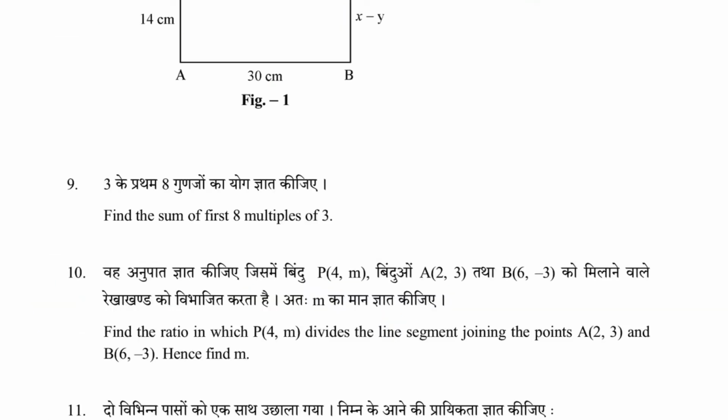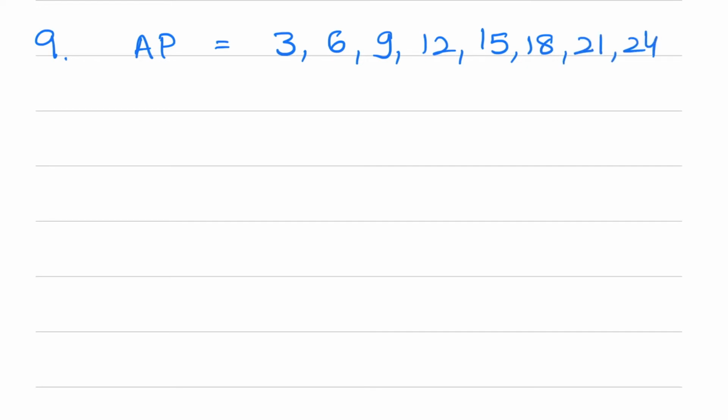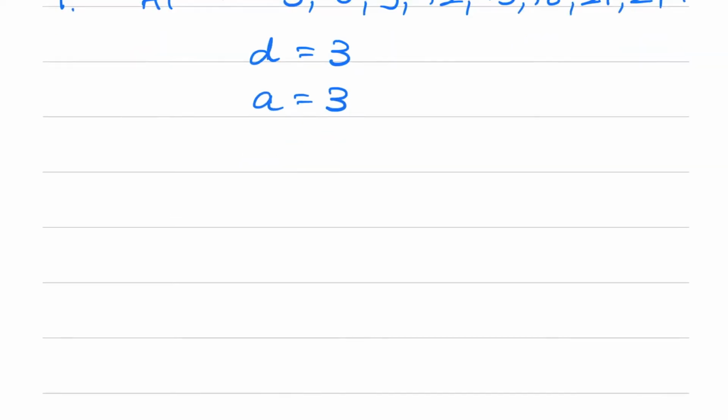Question 9. In this, we have to find the sum of first 8 multiples of 3. We are given the first 8 multiples of 3. So it becomes an AP, that is 3, then the second multiple will be 6, 9 and 12, 15, 18, 21 and 24. So these are the 8 multiples of 3. This forms an AP as common difference is 3 and a is also 3. And we have to find the sum of 8 terms.